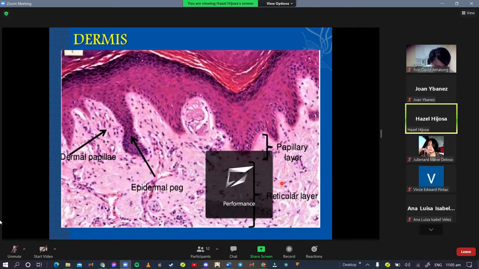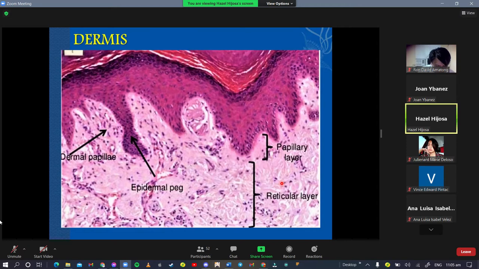Within the reticular layer, the structures present here include the hair follicle, sebaceous and sweat glands, and also the sensory nerve endings. I think that's all for the dermis.